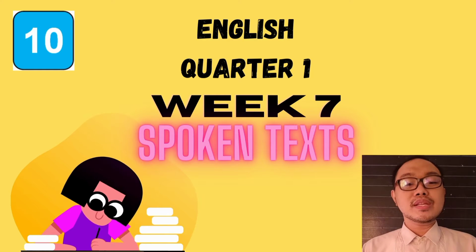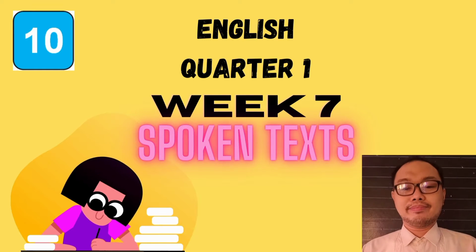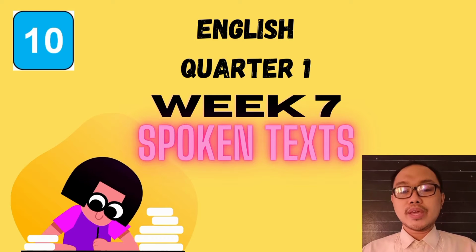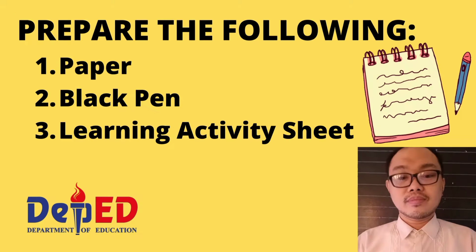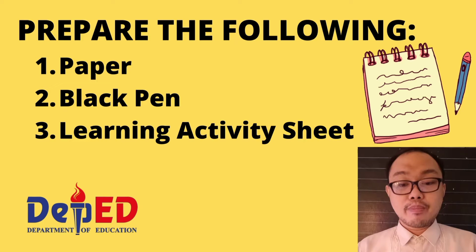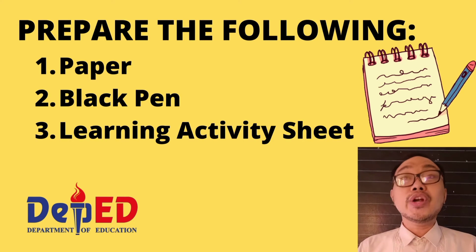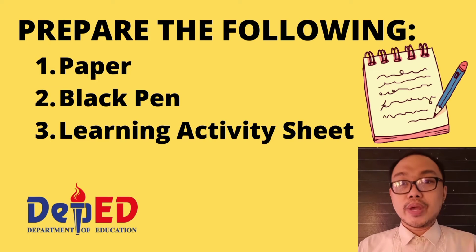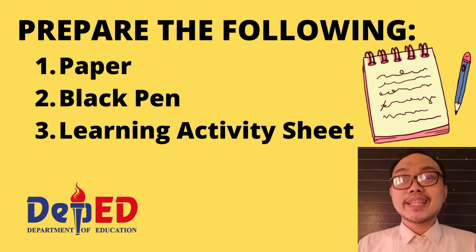Welcome to the last lesson for this quarter in English 10. Great job for accomplishing the previous learning activity sheets. Now, we will tackle quarter 1 week 7 lesson entitled Spoken Text. Take note, don't forget to bring with you your paper, pen, and learning activity sheet. Are you excited? Are you ready to learn? Alright, let's start.